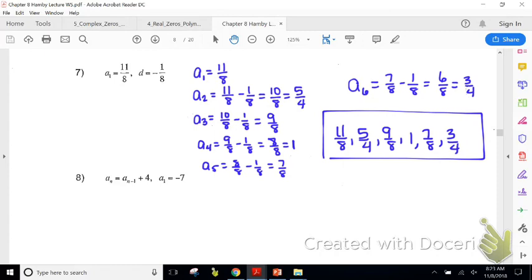Now, does that mean that our sequence is actually ending? No, technically the sequence is still going, right? We are just listing the first 6 terms, so I don't want you to think that means it ends. It really doesn't.